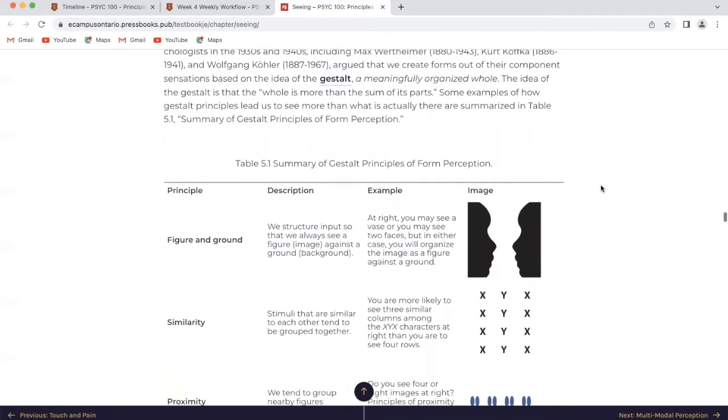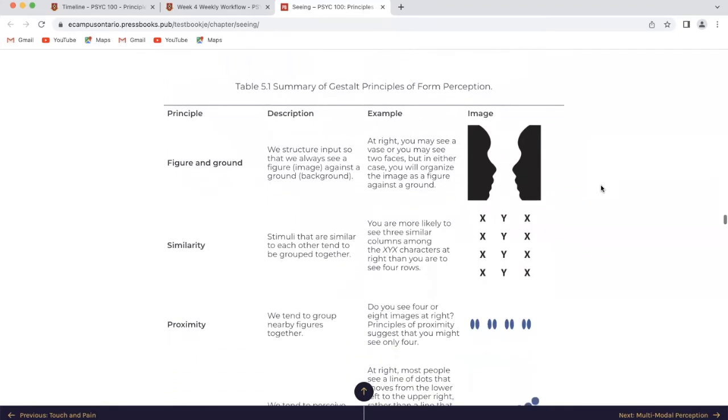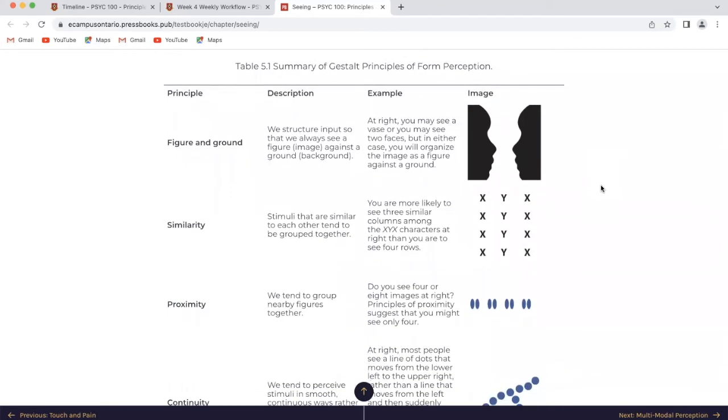I am going to try and go through this table for you. Principle: figure and ground. Description: we structure input so that we always see a figure, an image, against a ground, a background. Example: at the right you may see a vase or you may see two faces, but in either case you will organize the image as a figure against the ground. So the white portion looks like a vase and the black portion looks like two faces looking at each other.